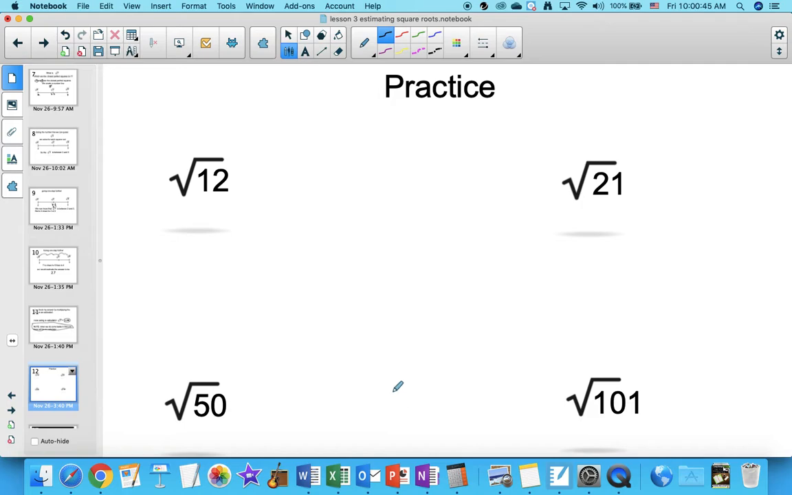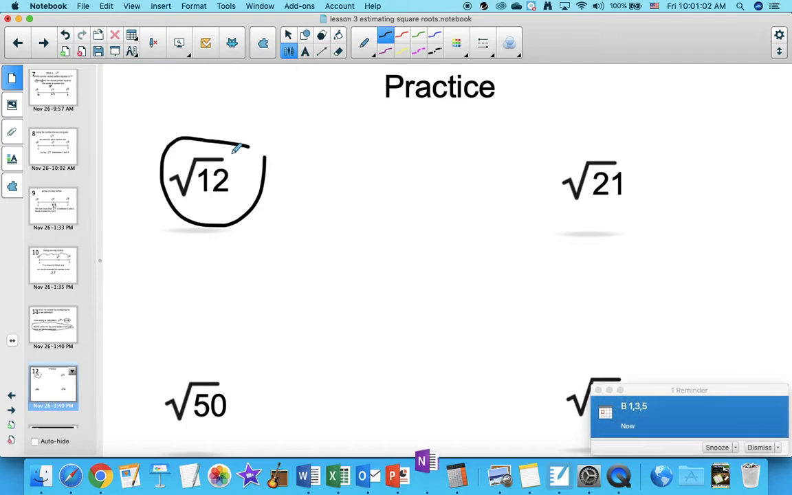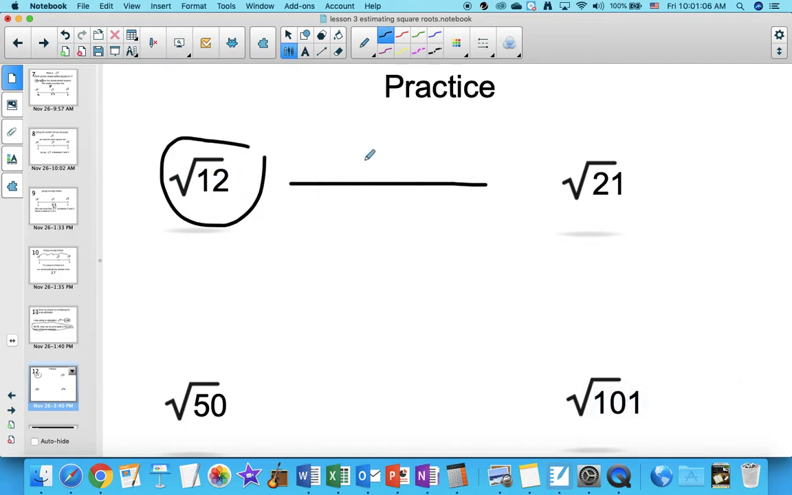All right, so hopefully you paused and solved them. We're going to do the first one. So we have the square root of 12. We know 12 is not a perfect square because no number times itself gives me 12. 4 times 4 doesn't give me 12. 3 times 3 doesn't give me 12. Okay, so then I'm going to draw a number line, and I'm going to say, well, this is the square root of 12. Right? That's what we're looking for.